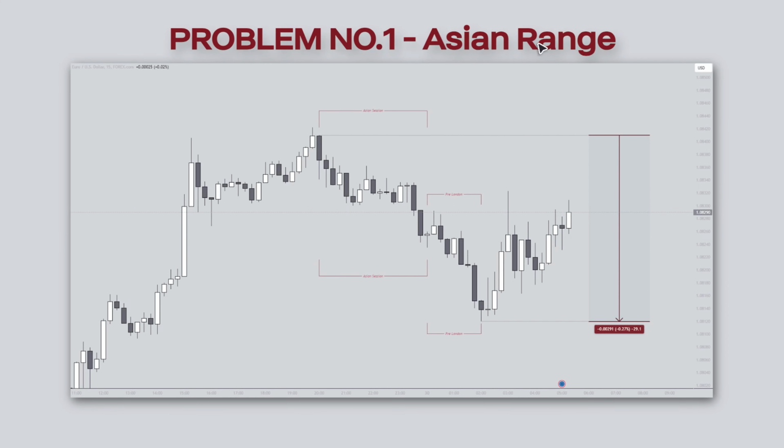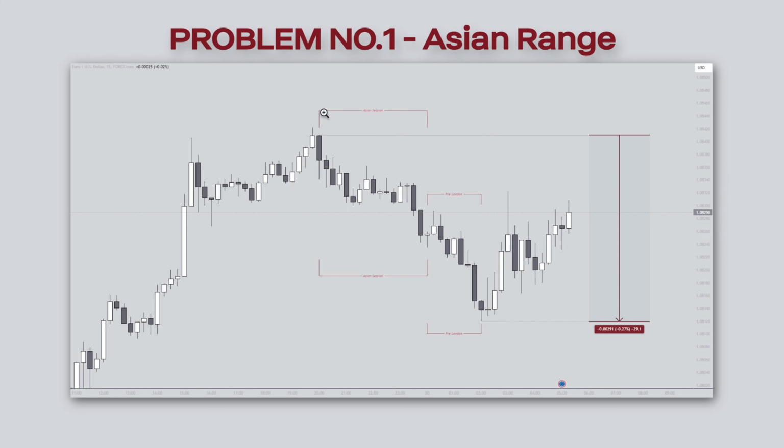So right here, the Asian range is the first problem. Usually we have consolidation in the Asian range. Then the market mostly manipulates in the London Open, creating the high or low of the day, and then continuation later in the NY session.